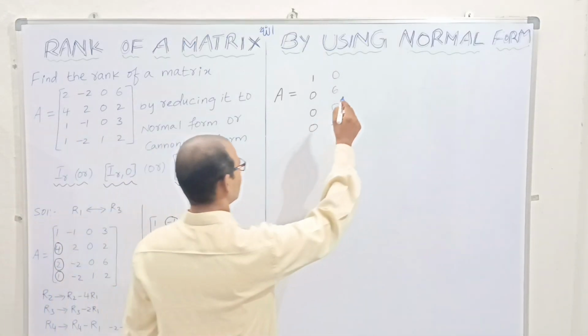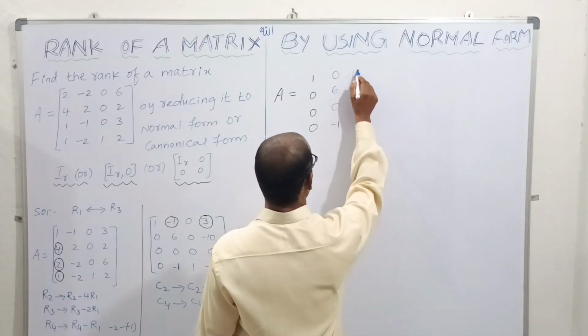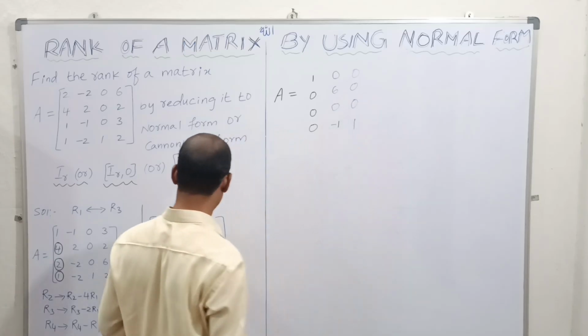Now C3 column 3, no change. So we can write it as it is. So that is 0, 0, 0, 1.